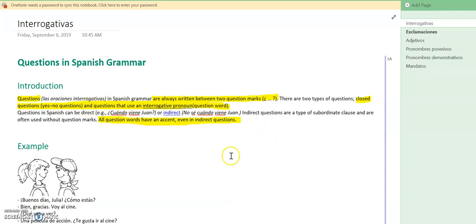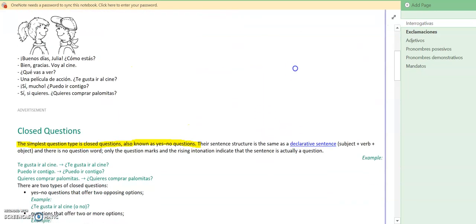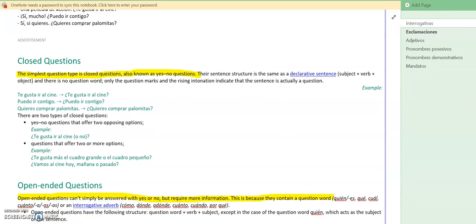This is the answer to your first question. All question words have an accent, even indirect questions. So please make sure that all of your question words have an accent. Yes or no questions are also known as closed questions. So right here, closed questions. Basically, it is the same exact structure as a sentence. You just put the question marks around it, and you have a couple of examples here.